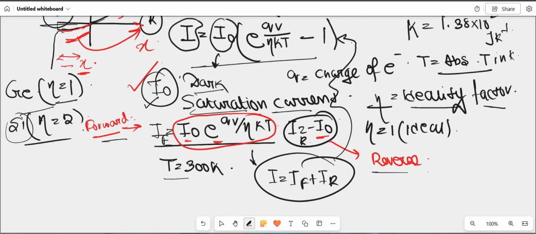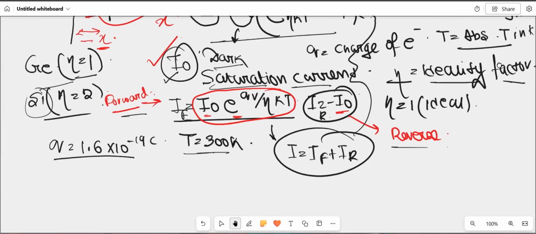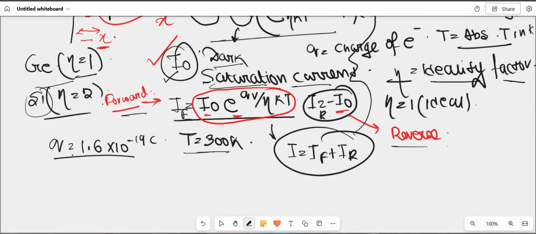So if we consider T is equal to 300 Kelvin and q is the charge of an electron, which is 1.6 into 10 to the power minus 19 coulomb, then for the factor qV divided by eta kT, we will be putting the value of q, the value of T, and the value of k, as I have said here, 1.38 into 10 to the power minus 23 joule per Kelvin. If we put those values, then I will be equal to I naught e to the power V divided by 0.025 into eta.